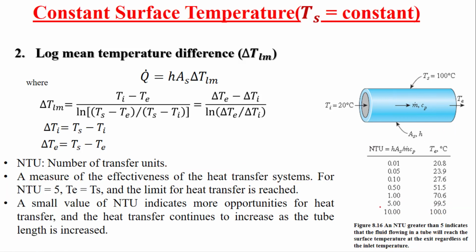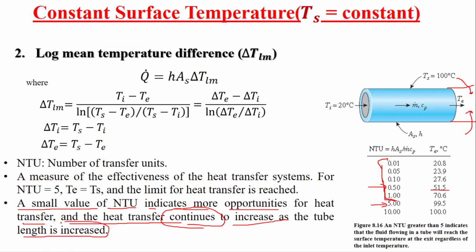But if I go to any other number, for example 0.5, T exit is equal to 51.5. If I lengthen the pipe further, there is still an opportunity for heat to enter the tube. Okay, so this is the meaning of this sentence. A small value of NTU indicates more opportunities for heat transfer, and heat transfer continues to increase as the length is increased. Okay. Because the heat will not stop, we still have not reached 100. When does heat transfer stop? If I reach a mean exit temperature of 100.